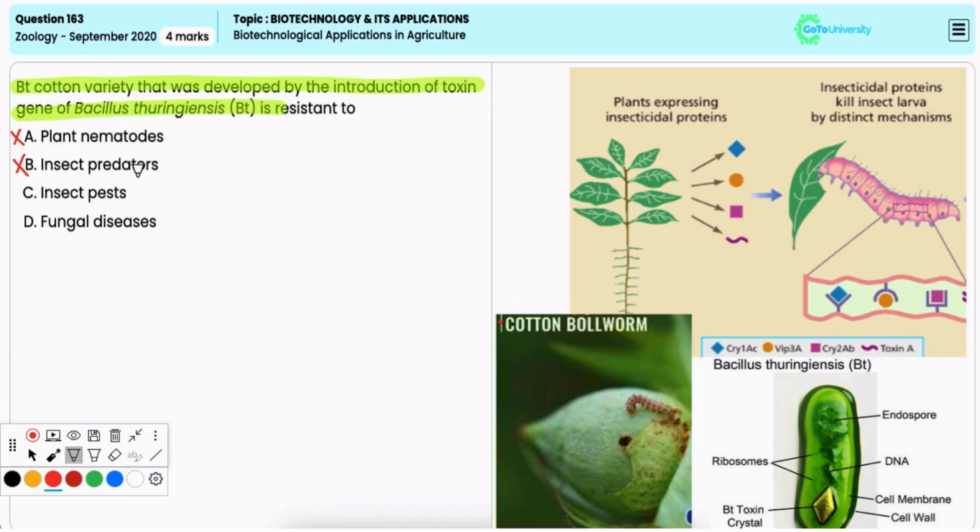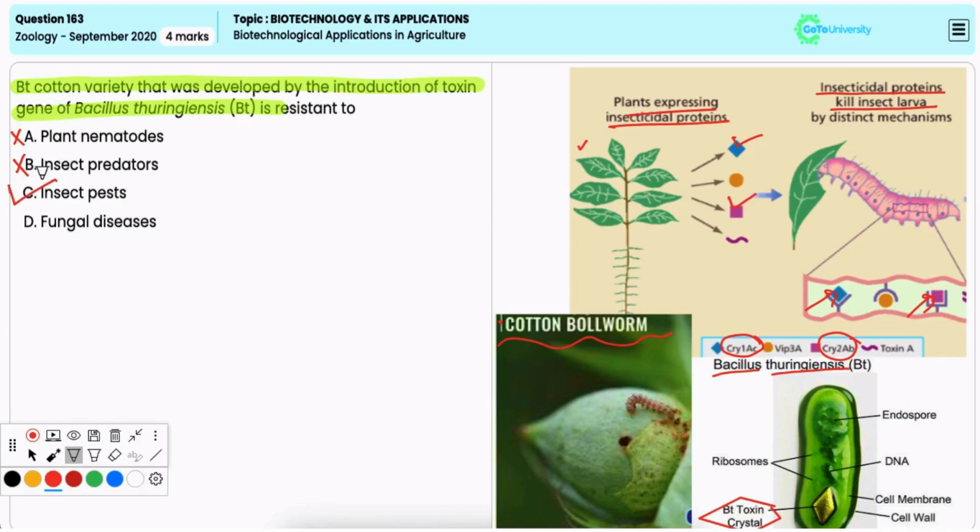Option C, insect pests. BT cotton is a genetically engineered crop that incorporates genes from the bacterium Bacillus thuringiensis, specifically Cry1AC and Cry2AB genes, which code for the insecticidal proteins known as the Cry proteins, that is the crystal proteins. And these Cry proteins are very toxic to certain insect pests. For example, the cotton bollworm, which is a major pest that damages cotton crops. Hence, this is the correct option.